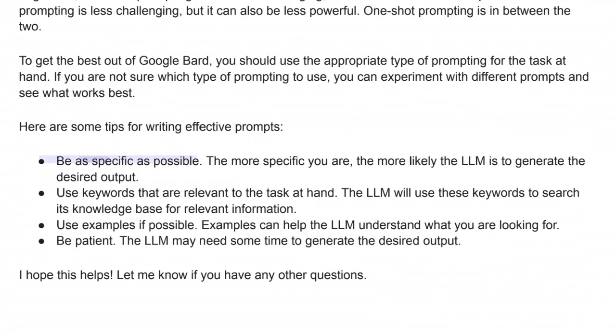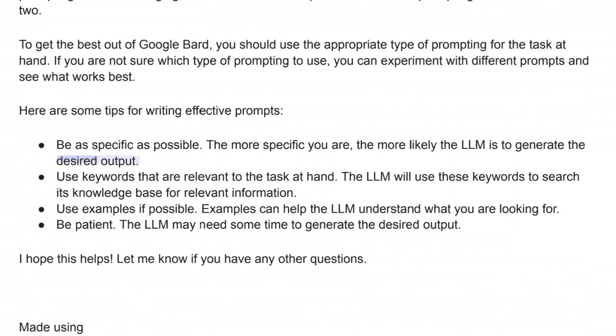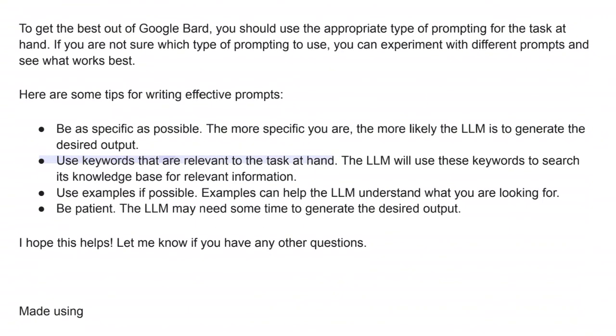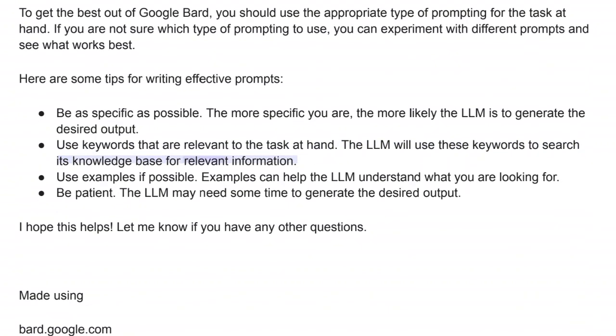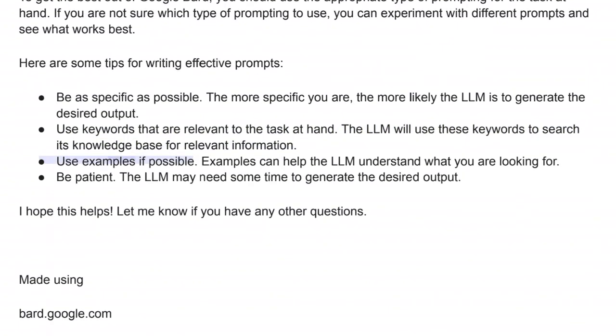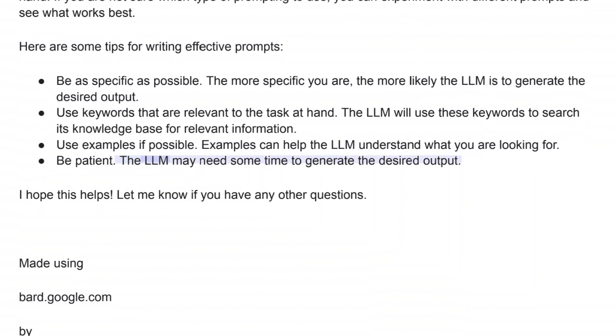Be as specific as possible. The more specific you are, the more likely the LLM is to generate the desired output. Use keywords that are relevant to the task at hand. The LLM will use these keywords to search its knowledge base for relevant information. Use examples if possible. Examples can help the LLM understand what you are looking for. Be patient. The LLM may need some time to generate the desired output.